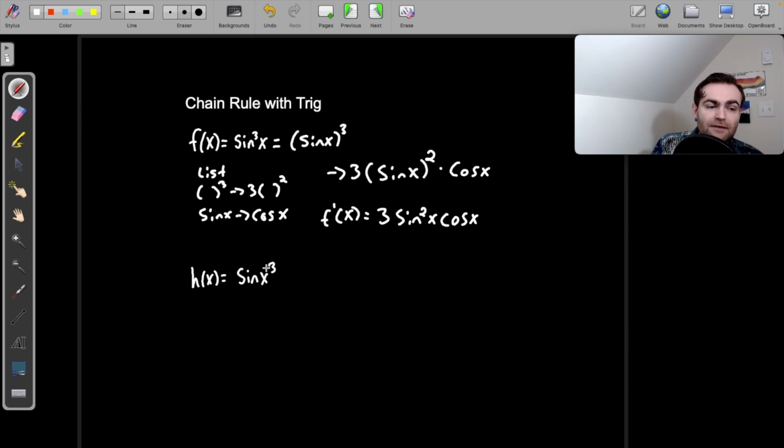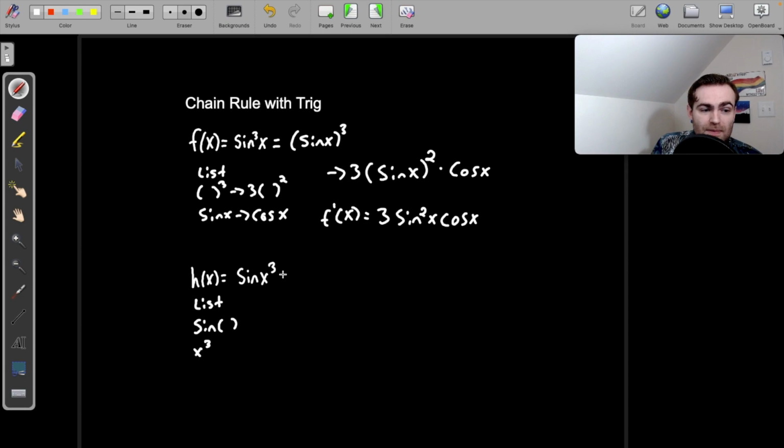This one here looks very similar, but look at the structure. It's not the sine itself being cubed, it's the x. So this will trip up a lot of people, and it trips up a lot of my students. So when we make this list, what's on the outside this time is that sine of something, and the inside of that is the x cubed.